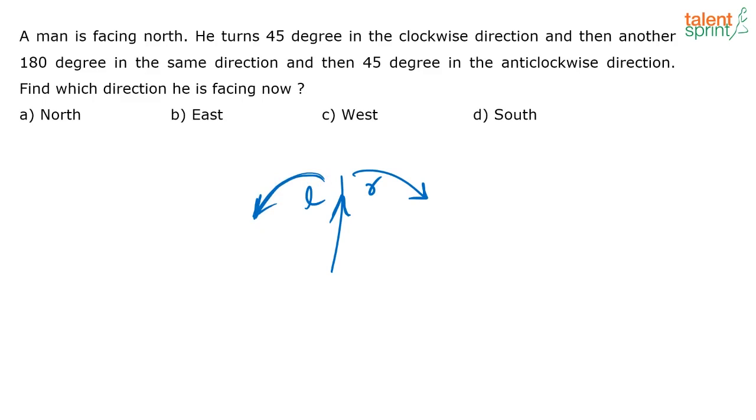That's all. The person is facing north. Clockwise means towards the right. Anti-clockwise means towards the left. Same is the case for any direction. If you go towards the right of that person, that is clockwise. If you go towards the left, that is anti-clockwise.